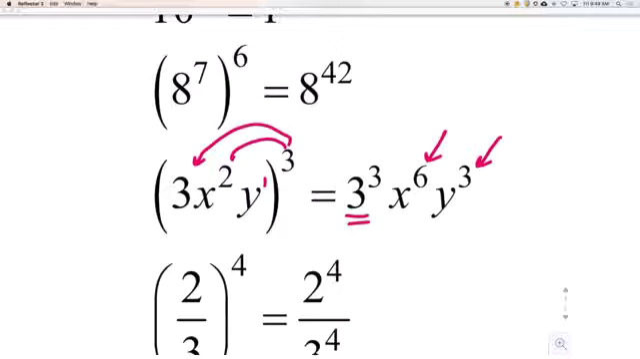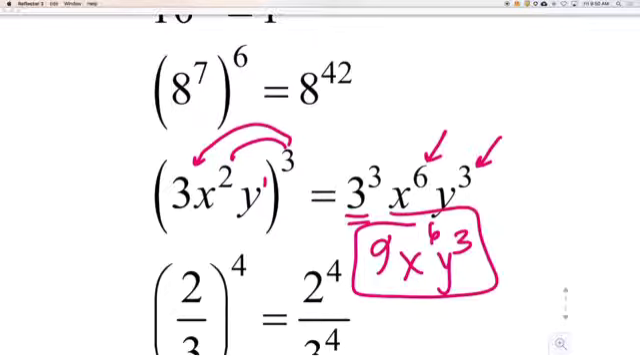In haste, they're like, ooh, I know I have to multiply that 3. So 3 times 2 is 6, 3 times 1 is 3, and 3 times 3 is 9. Oopsie. And guess what an answer choice is going to be on the test if this were a test question? 9x to the 6y cubed.